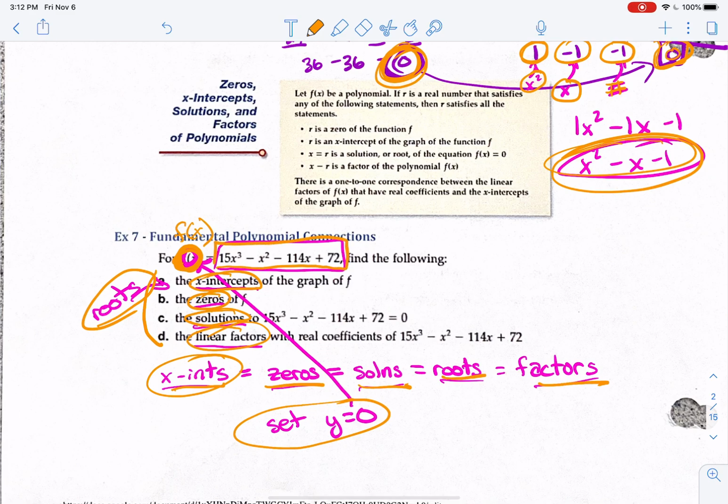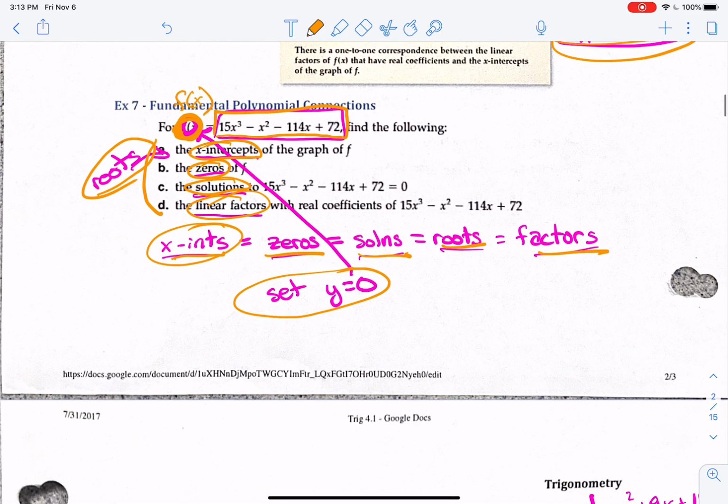So we didn't go ahead and break that down and solve and do any division or anything like that, but I just kind of wanted to throw that out there, that if they ask for any of those things, they all mean the same thing.